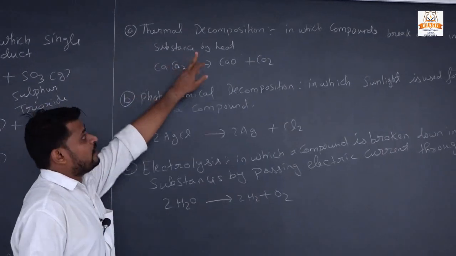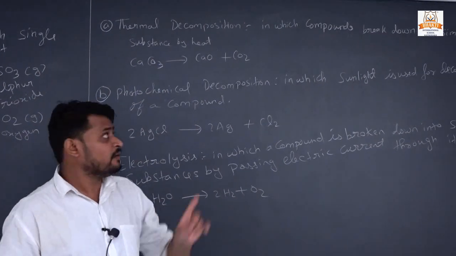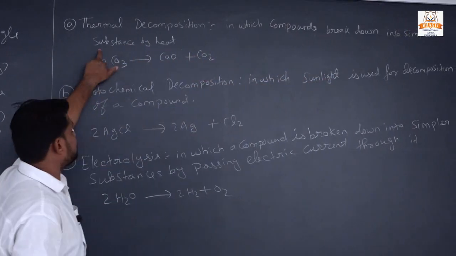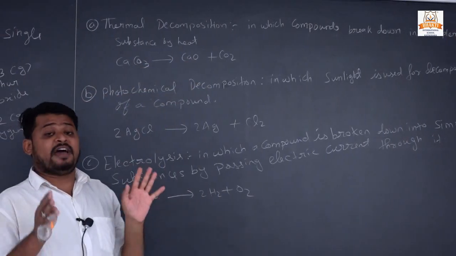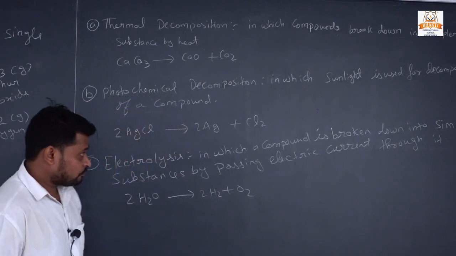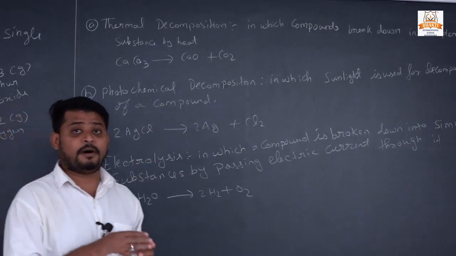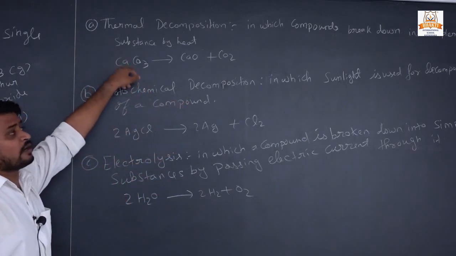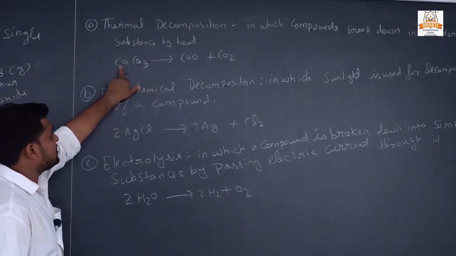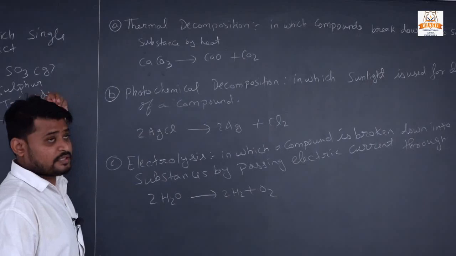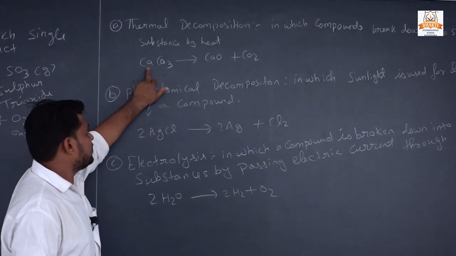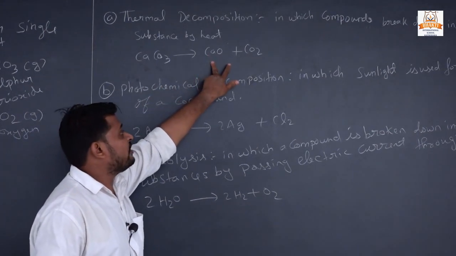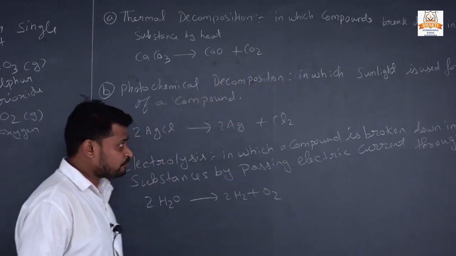First, thermal decomposition. What is thermal decomposition? It is a decomposition in which compounds break down into simpler substances by heat. When a compound is separated into simpler substances by giving heat, that is called thermal decomposition. Here is an example, CaCO3. In this decomposition reaction, calcium carbonate is separated and gives us the products CaO and CO2.